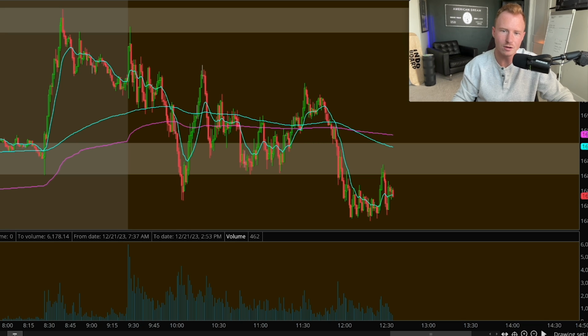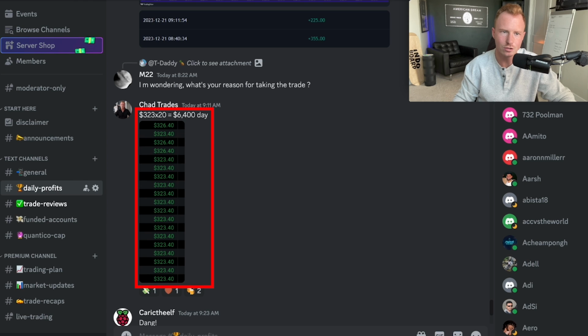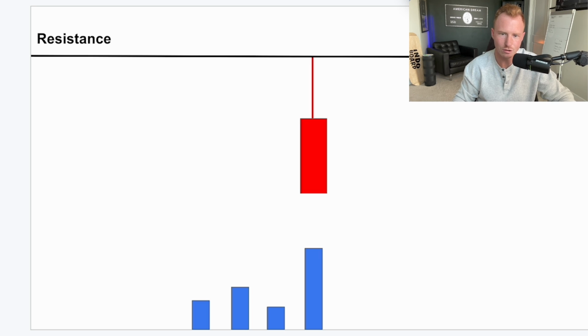So what I want to do now is go into the trade I took this morning that made me the $6,400, using the exact thing I just showed you, using volume and reversal candles. This is pretty much the only confirmations I had on this trade.